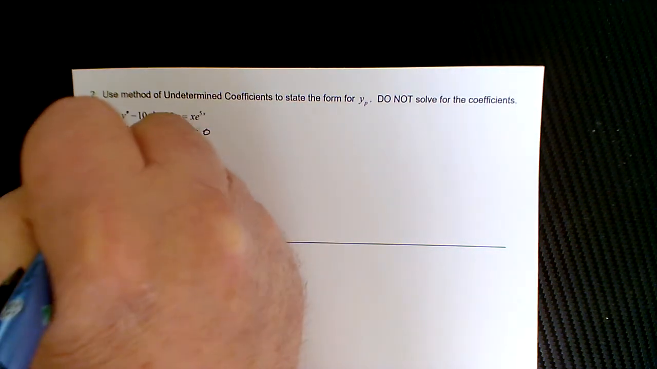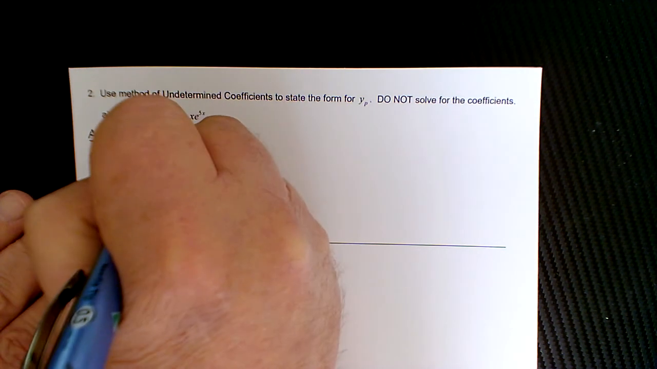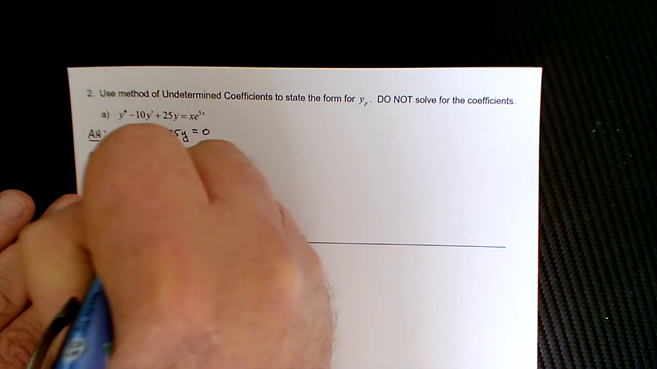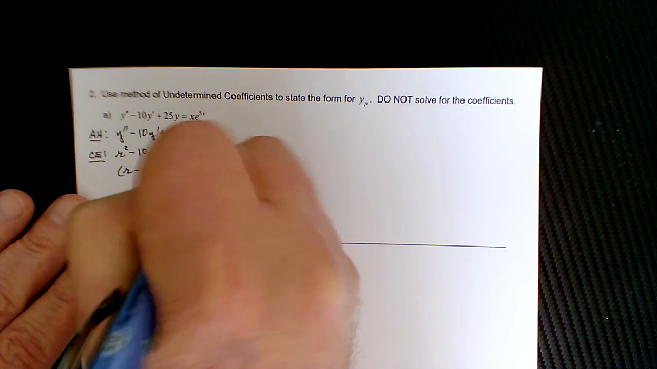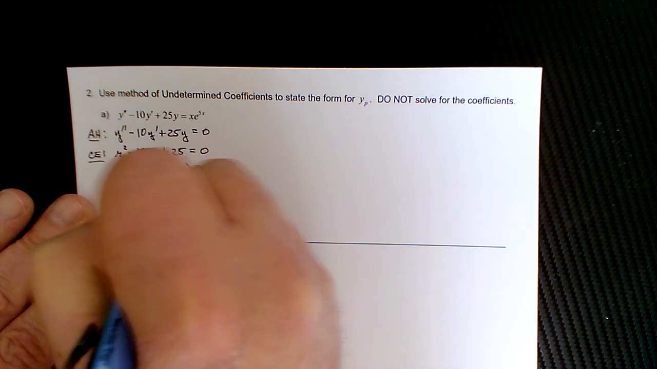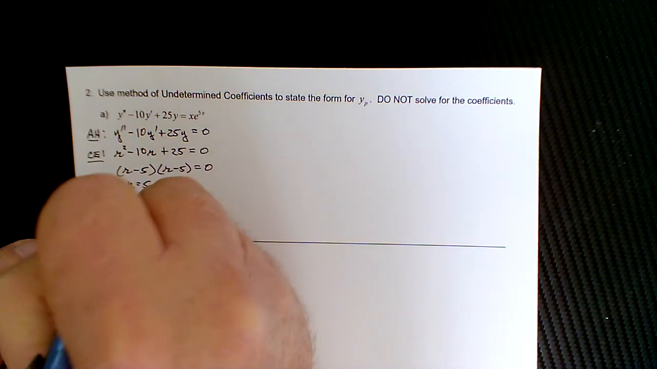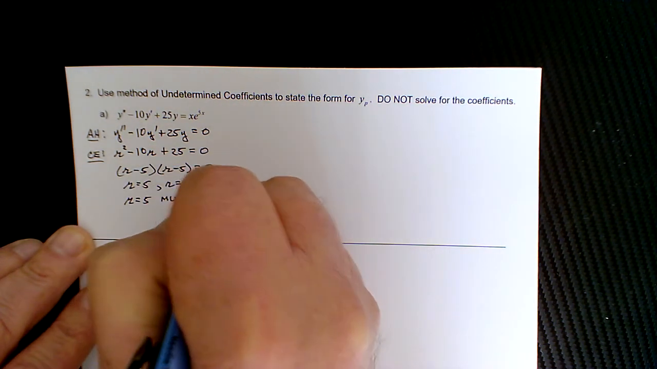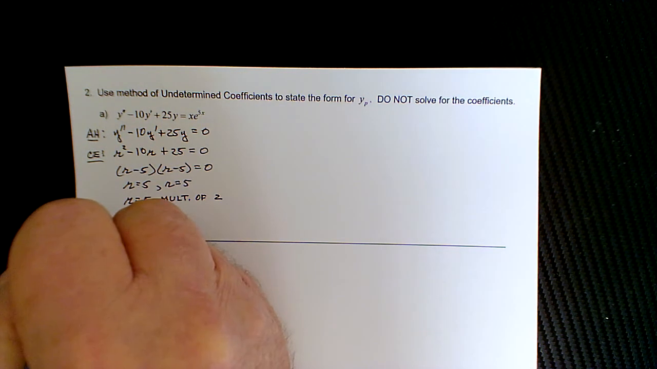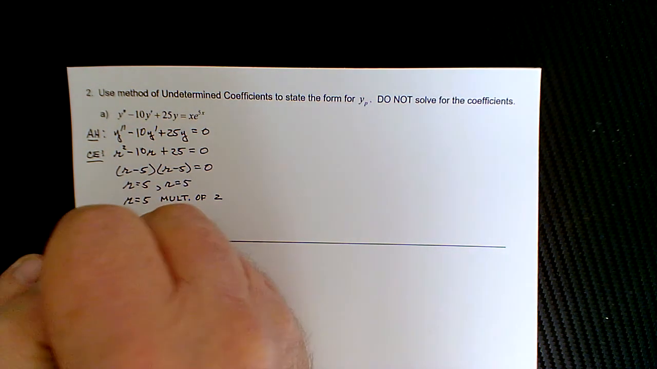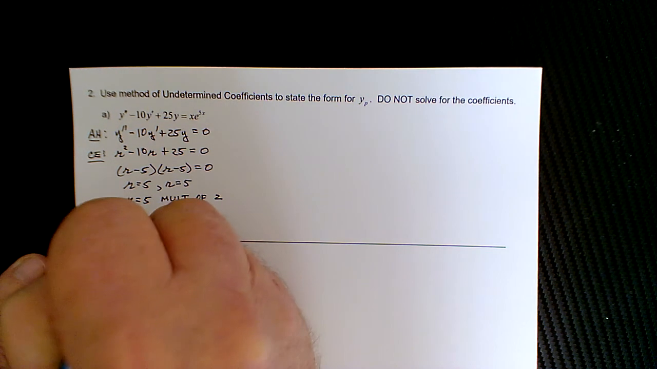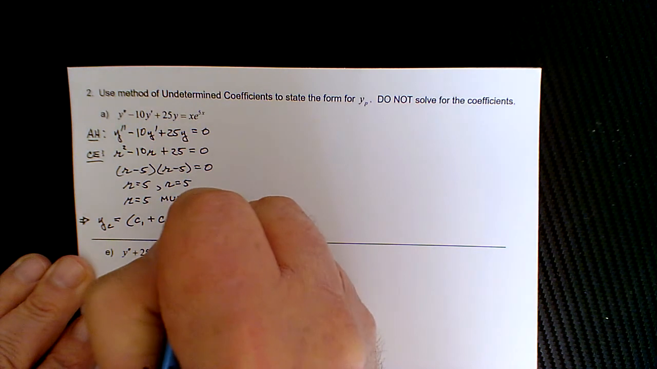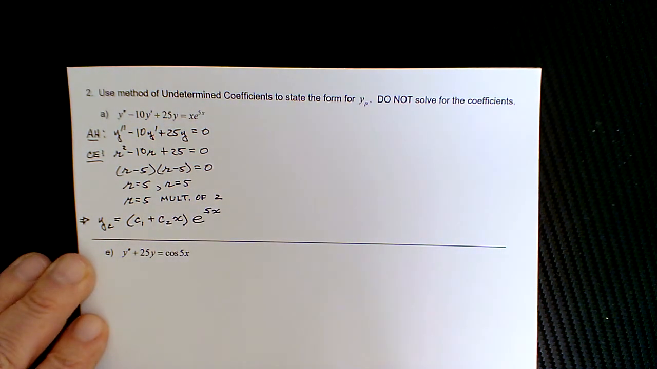And then our characteristic equation, r squared minus 10r plus 25 is 0. This factors as r minus 5 and r minus 5. So r equals 5 twice. Or, in other words, r equals 5 with a multiplicity of 2. So if you recall, for our complementary solution, it's going to be of the form c1 plus c2x times e to the 5x.